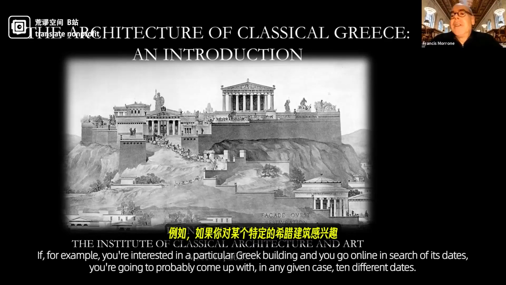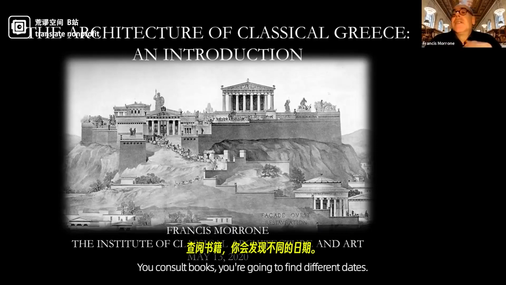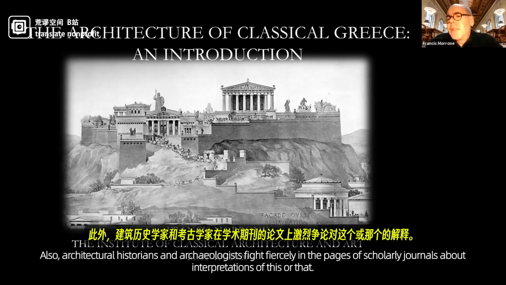If, for example, you're interested in a particular Greek building and you go online in search of its dates, you're going to probably come up with, in any given case, 10 different dates. You consult books, you're going to find different dates. Tomorrow, some scholar is going to decide that we were off by 50 years or off by 120 years about a particular building.